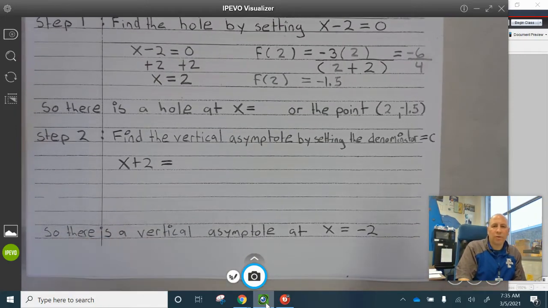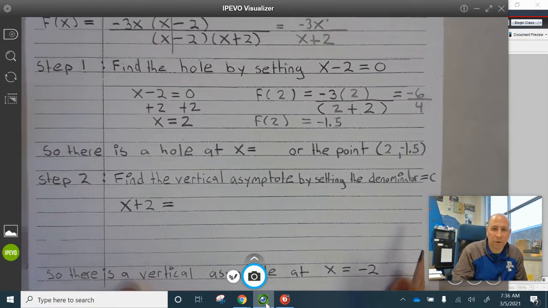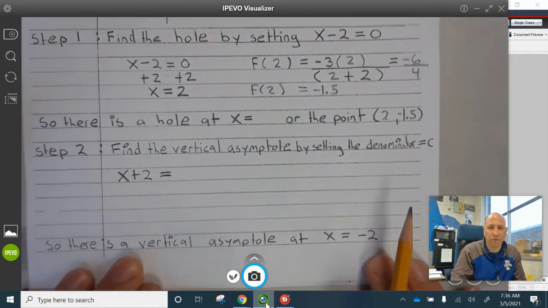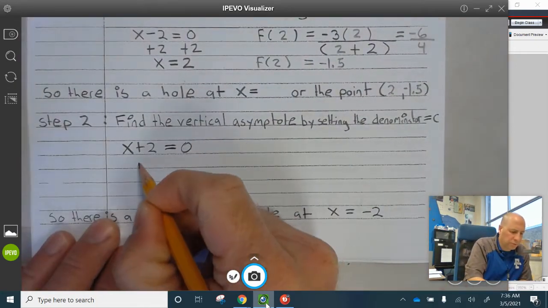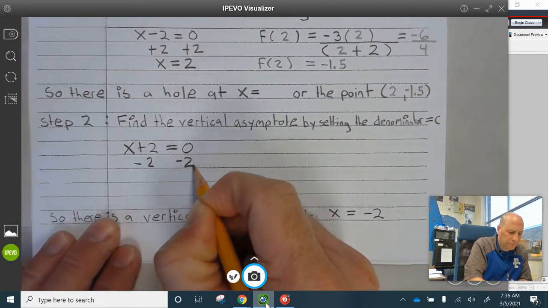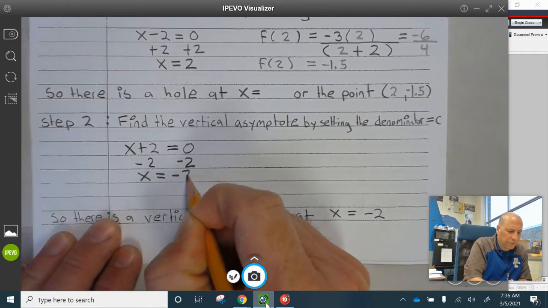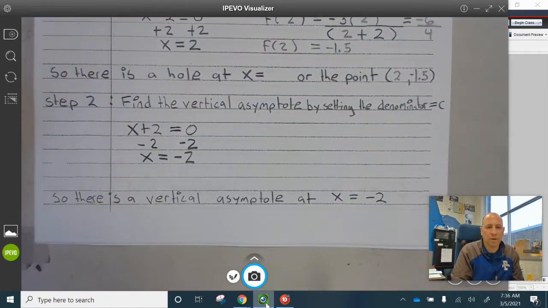Okay, now to find the vertical asymptote, we set the remaining denominator equal to 0. So we set x plus 2 equal to 0 and solve. So we subtract 2 from both sides. X equals negative 2. Okay, so there's a vertical asymptote at x equals negative 2.